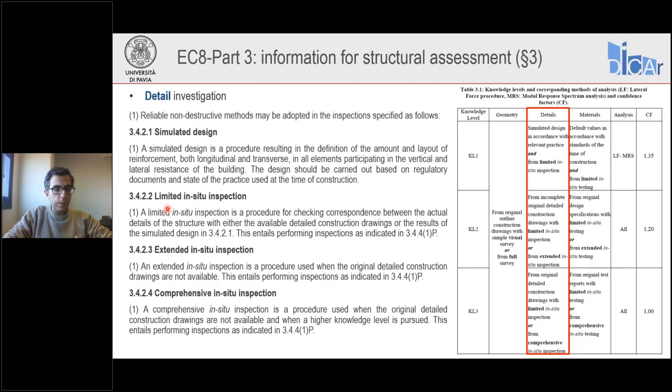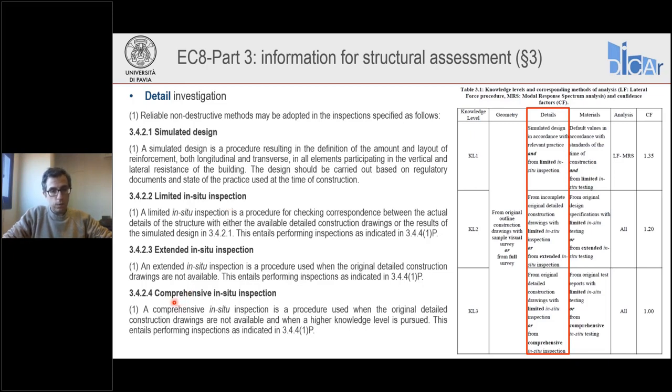Then there is the concept of limited in-situ inspection. A limited in-situ inspection is a procedure for checking the correspondence between the information on the details which are in the documents available and the reality. The extended in-situ inspection is essentially like the limited in-situ inspection, but it is more extended, and it is used when you don't have information on the details coming from original documents.